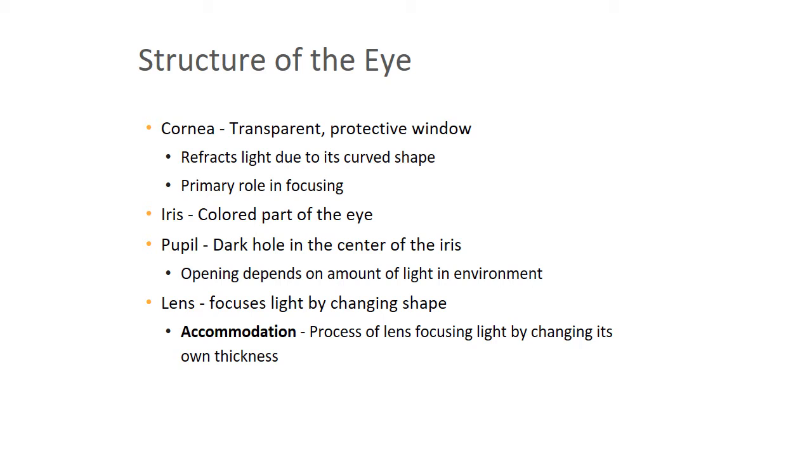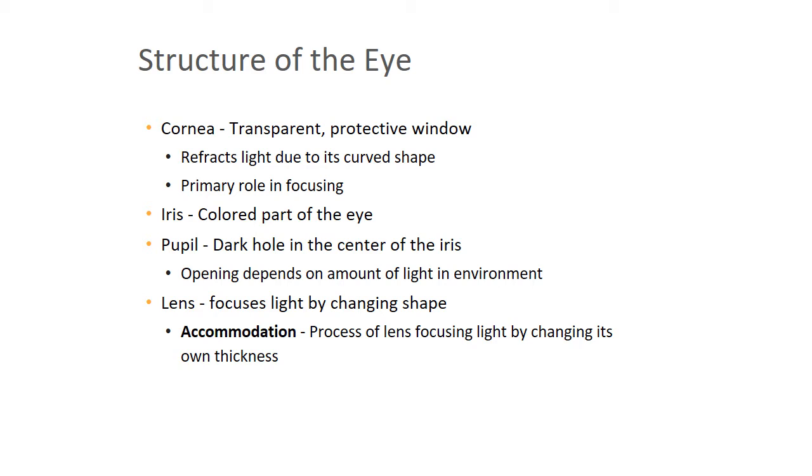The iris is that colored part of the eye. So if you have blue, brown, green eyes, that's the iris. The pupil is a dark hole in the center of the iris. Opening depends on amount of light in the environment. So basically, if you go into a dark theater, your pupil is going to open up to try to let in as much light as possible. When you step out into a brightly lit area, your pupil is going to close up to let only a little bit of light in, because that's all that's needed.